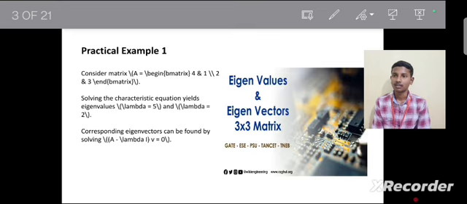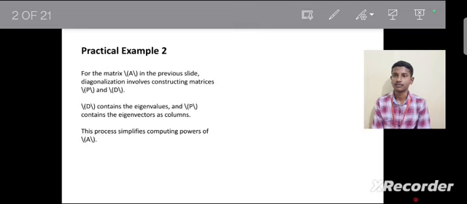Practical example 1. Consider the matrix A equals [4 1; 2 3]. Solving the characteristic equation yields eigenvalues lambda equals 5 and lambda equals 2. Corresponding eigenvectors can be found by solving determinant of A minus lambda I times V equals 0.